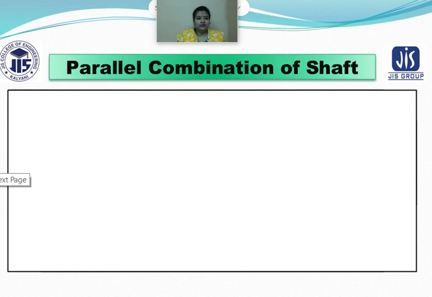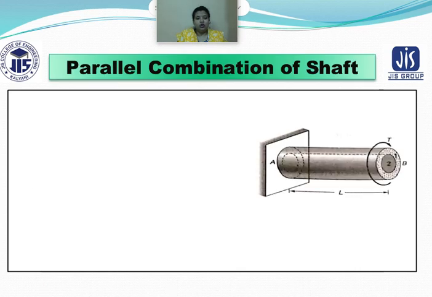Now we will be discussing the parallel combination of shaft. In case of parallel combination of shaft, all of you can see that this is one of the shafts, and inside that you can see another shaft. So this is shaft number 1 which has been considered of material 1, and this is shaft number 2 which has been considered as material 2, and the total length of the shaft AB has been considered as L. And you can see this is the twisting moment or torque that has been provided in the shaft.